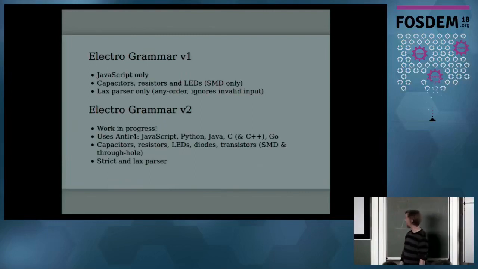So we're currently working on Electrogrammar version 2, which will be using ANTLR, so we will have parsers for JavaScript, Python, Java, C, C++, Go, and we could probably do C#. I don't know. ANTLR has a lot of language outputs. And we've been expanding, well, David Craven has been expanding. David's doing a lot of work.